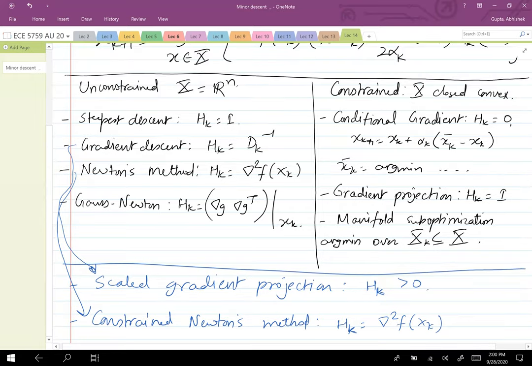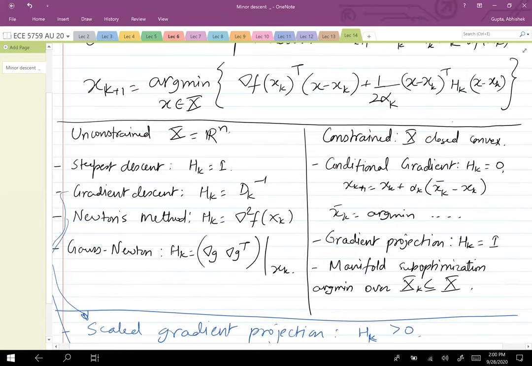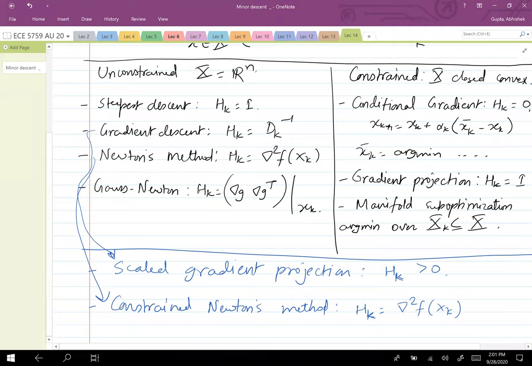Okay, and now you can do a lot of mix and match. You can mix manifold suboptimization with constrained Newton. You can do any other mix and match policy. Pick some value of H_k, pick some way of picking alpha_k, pick some subset of capital X, and you get a new algorithm for solving the constrained or unconstrained optimization problems. Okay, any question on these two new algorithms? I think they are pretty straightforward. They are just the constrained version of the unconstrained algorithms we have already talked about in quite a detail earlier.